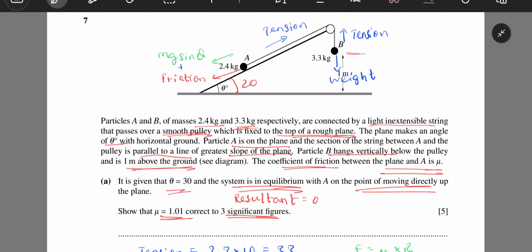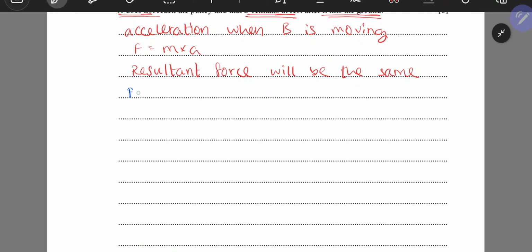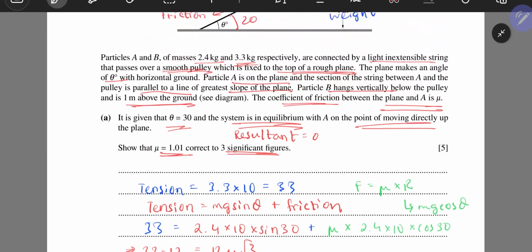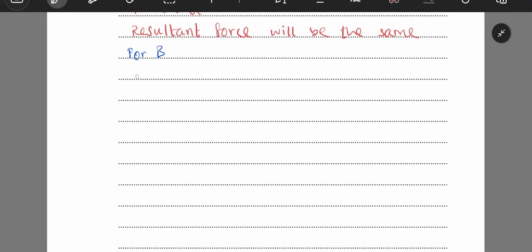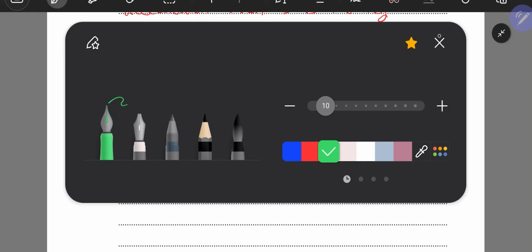So let's start forming an equation. For B, the only forces acting on it are its weight and tension. So its weight should be 3.3 times 10, so 33. So 33 minus T is equal to 3.3a. That is for B. Now for A.